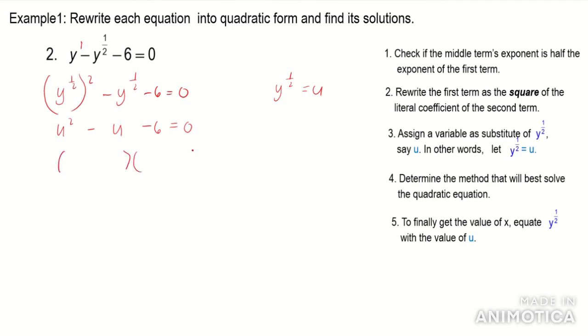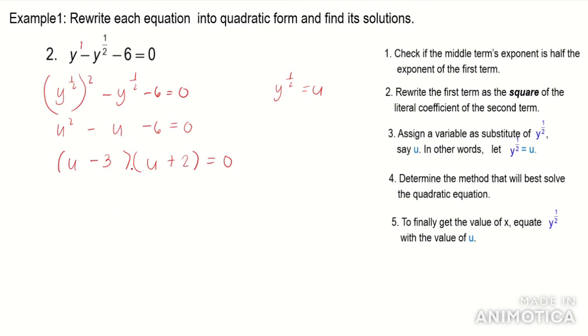Okay? So, what are the factors of u squared? We have u times u. And what are the factors of negative 6? When added, the sum is negative 1. So, these are negative 3 and positive 2. Okay? Negative 3 times 2 is negative 6. And negative 3 plus 2 is equal to negative 1.